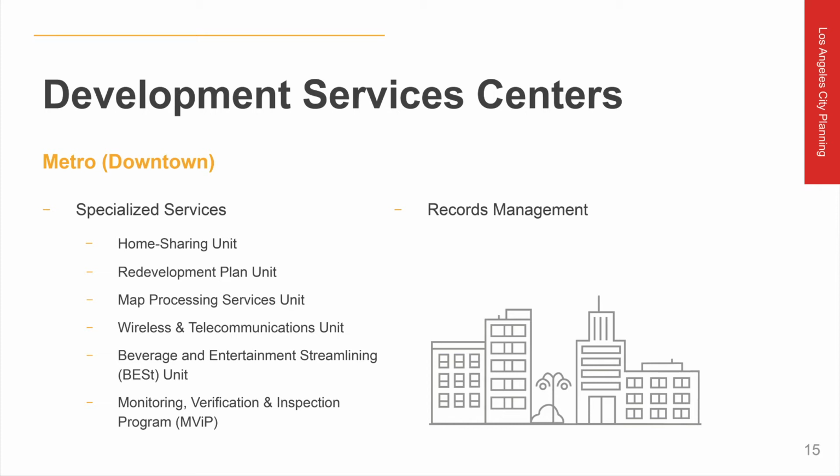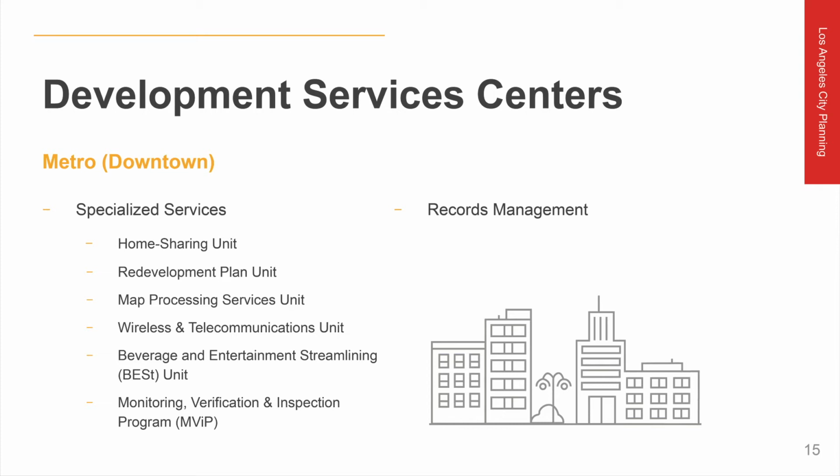The Map Processing Unit facilitates private street dedications and lot line adjustments, offering general consultation and case filing instructions for applicants seeking guidance on project applications not subject to the State Subdivision Map Act's standard guidelines for review. The Wireless and Telecommunications Unit reviews zoning regulations and condition clearances for the placement of wireless telecommunications facilities on public and private property.